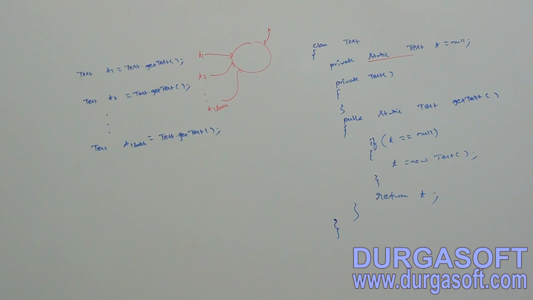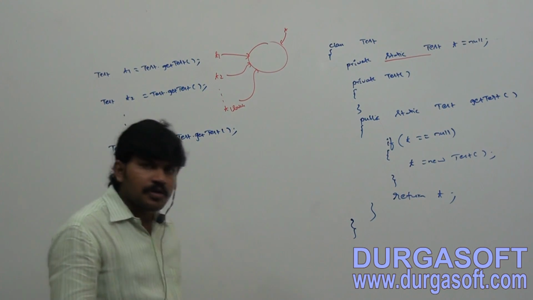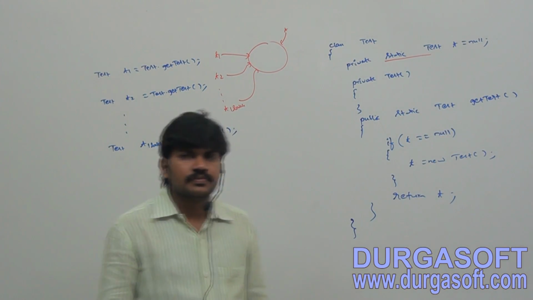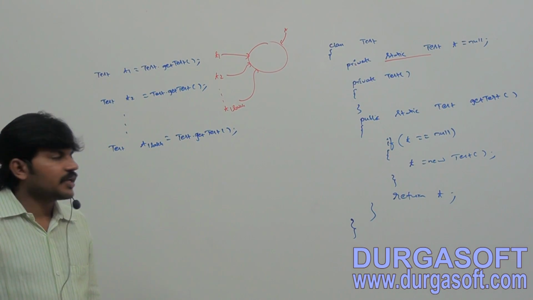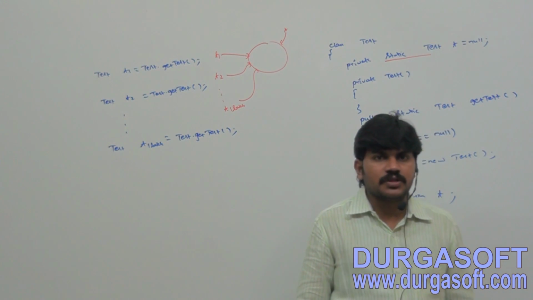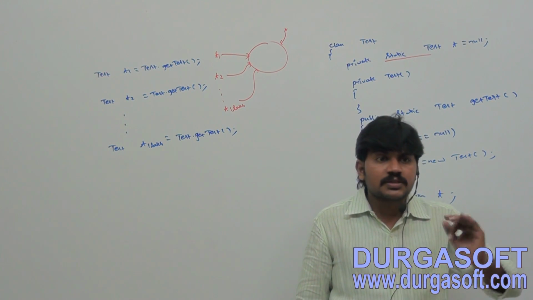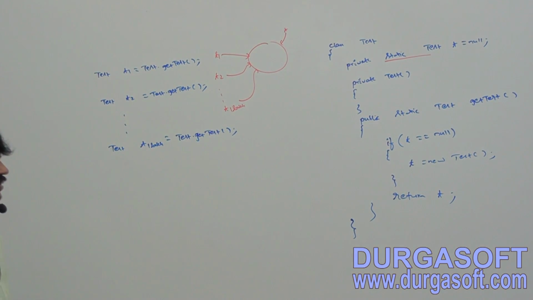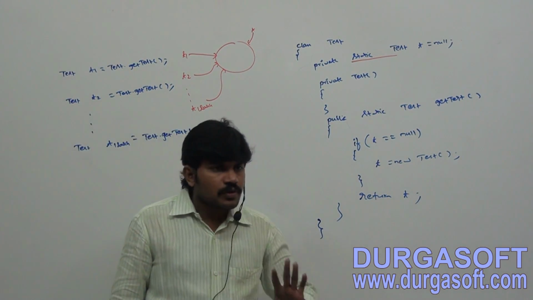This is now add one point. At any point of time, for test class, we can create only one object. Hence, test class is a singleton class.